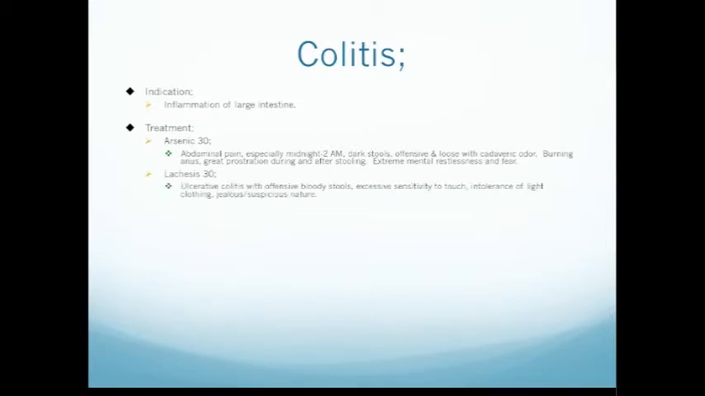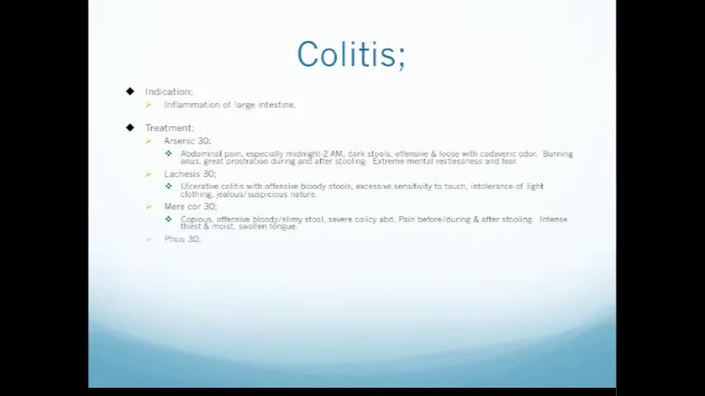Lachesis 30. For ulcerative colitis with offensive bloody stools, excessive sensitivity to touch, and intolerance of light clothing and a jealous, suspicious nature. Merc cor 30. For copious, offensive, bloody, slimy stool, severe colicky abdominal pain before, during, and after stooling, intense thirst, and a moist, swollen tongue.